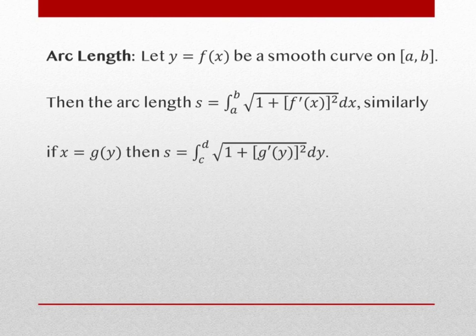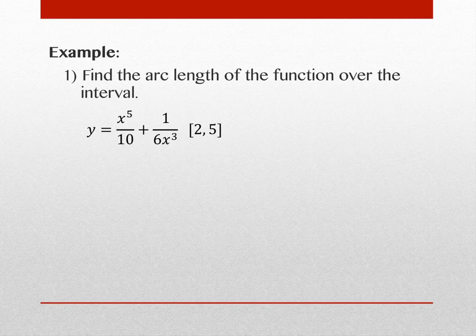This one's actually a pretty good get. We get something that's going to work out easier for us, at least in terms of conceptually setting the thing up and starting. So we're going to take a look at an example. We have y equals x to the 5th over 10 plus 1 over 6x cubed. And our interval is 2 to 5. And so they give us 2 to 5, which means they're telling us it's going to be in terms of x. Okay? So this is going to be in terms of x.